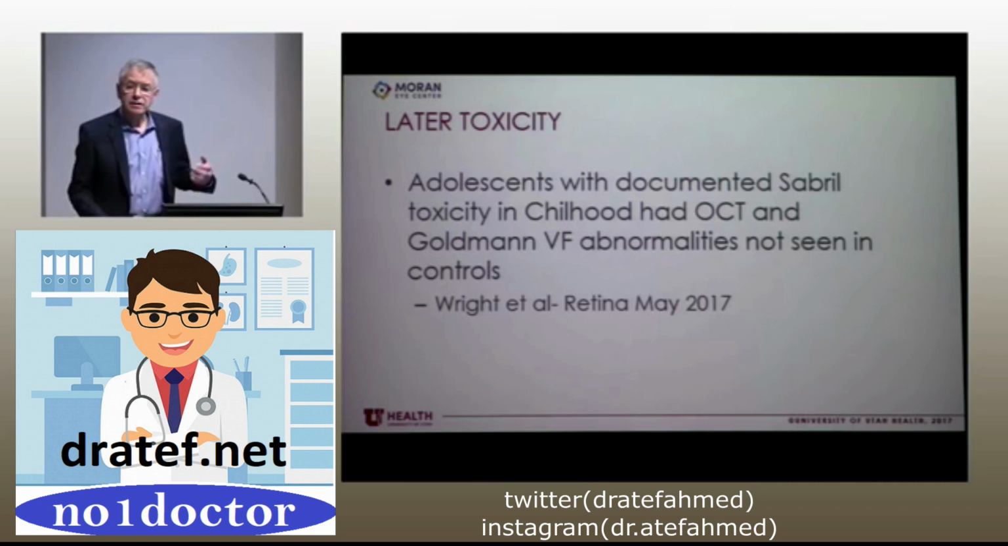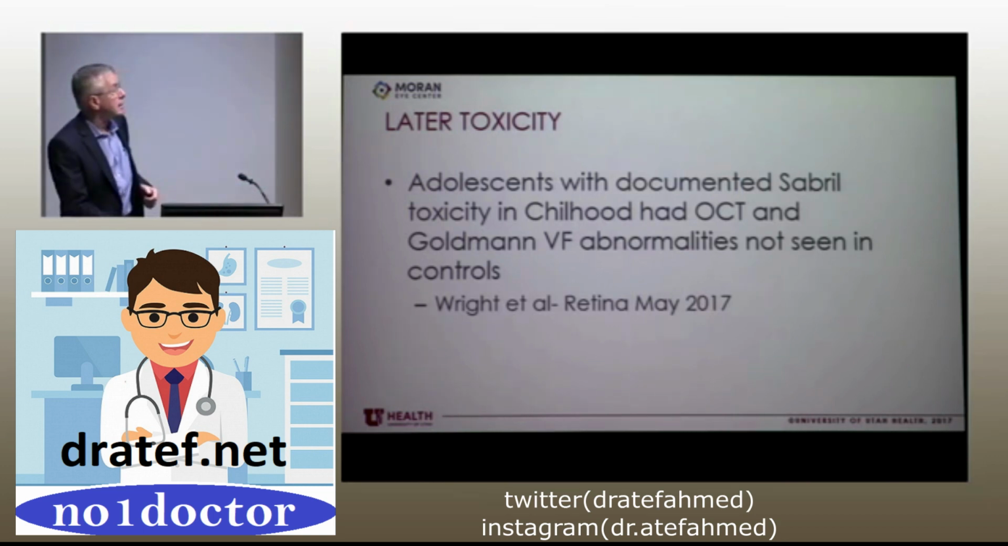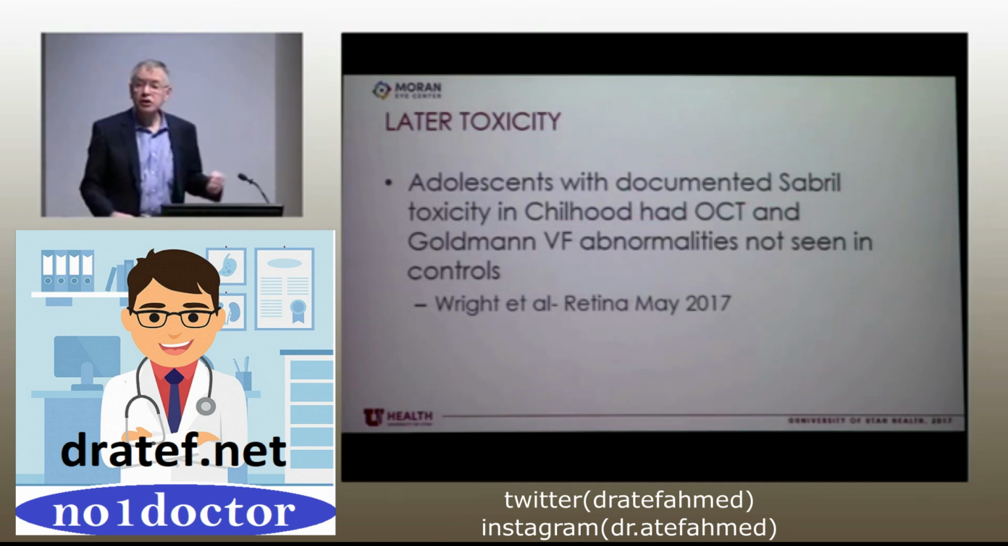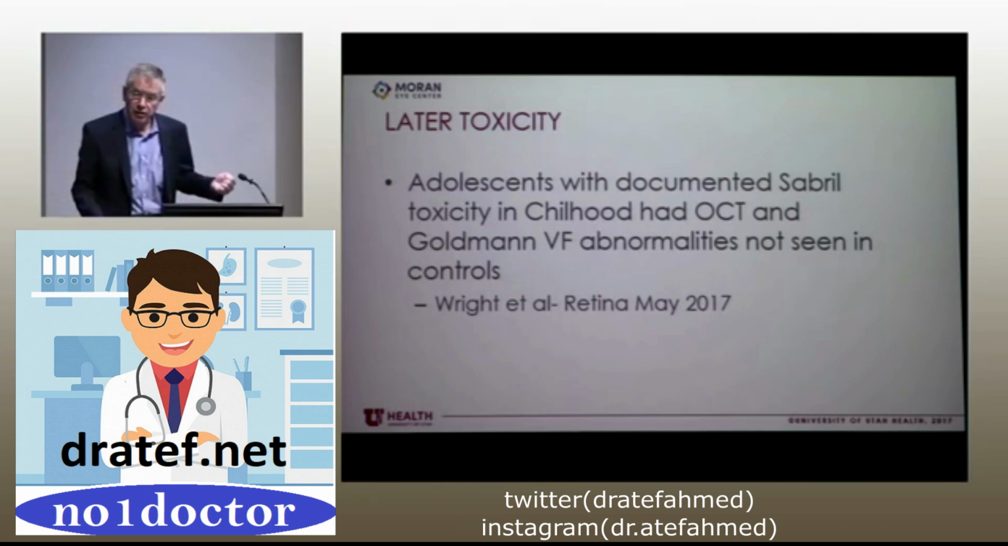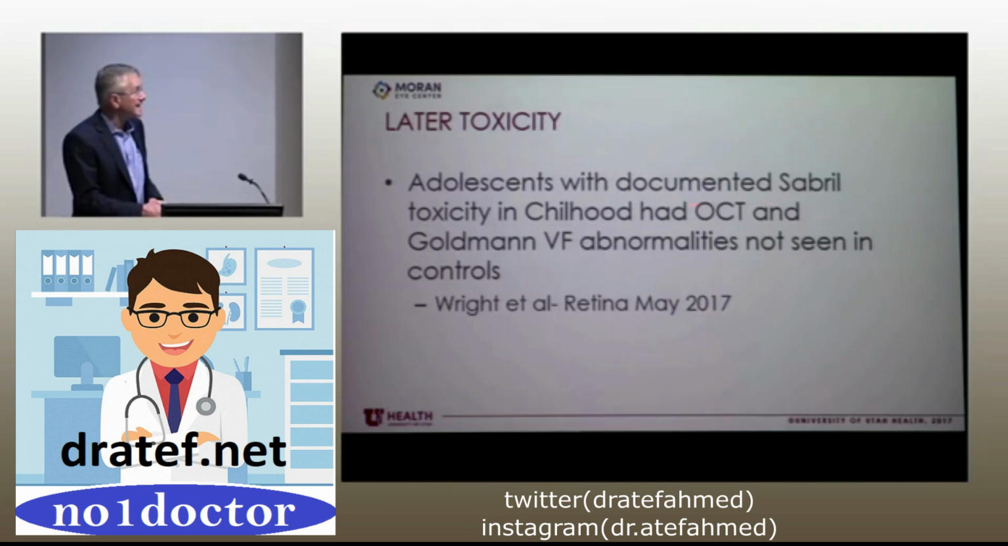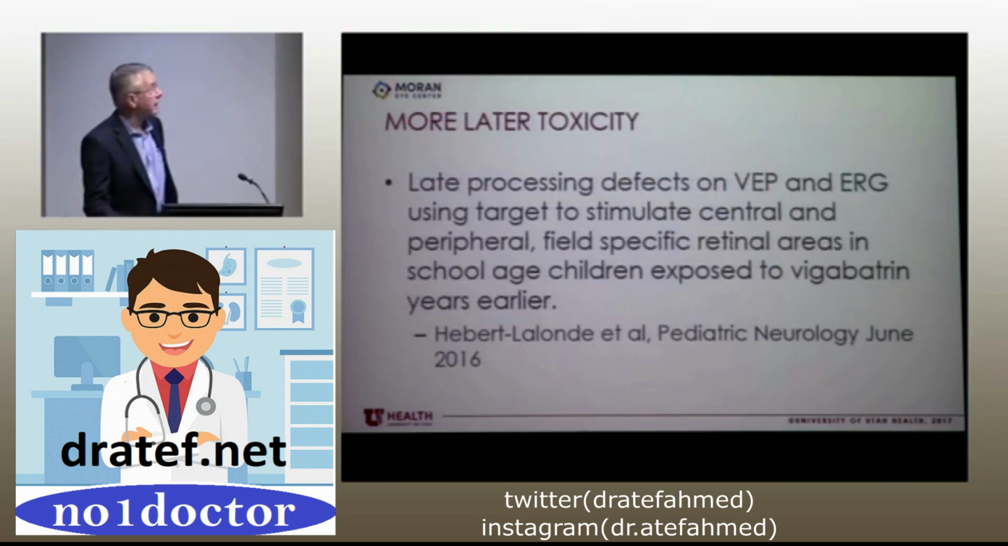The other issue is the question of, does this have long-term implications? And there are at least 2 papers suggesting that it indeed does. In adolescents with documented cerebral toxicity early in childhood, when they were seen later, when one could do a Goldmann visual field and do OCT looking carefully at nerve fiber layer thickness, there are abnormalities seen in adolescents from documented toxicity early in childhood. This is years down the road. And this is really opening a can of worms.